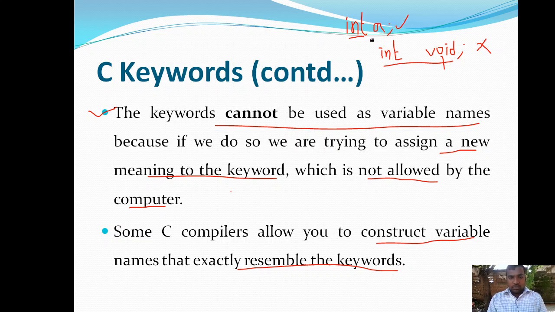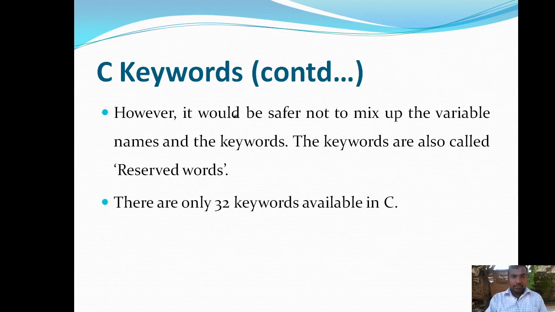Now coming to the next slide. Here, it would be safer not to mix up the variable names and the keywords. It is better not to mix the variable names and the keywords. And there are 32 keywords available in the C program.